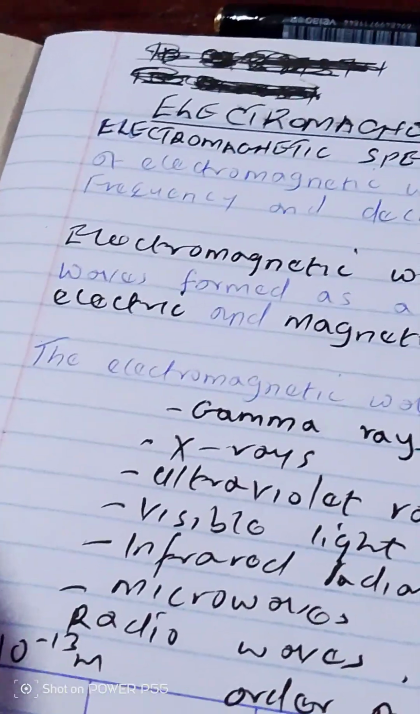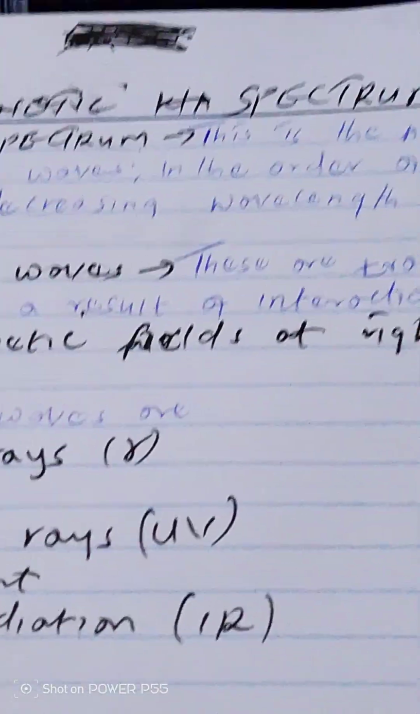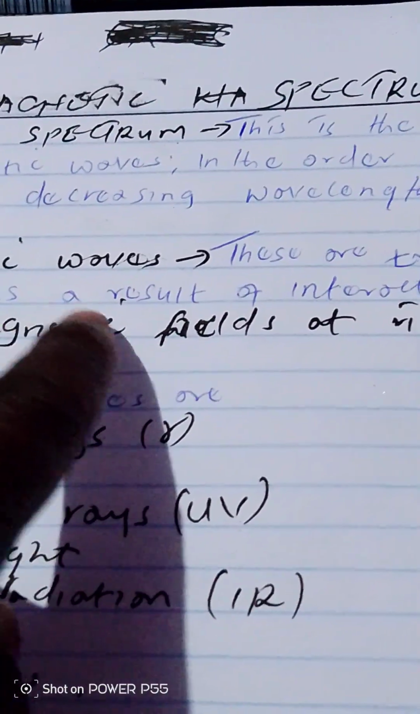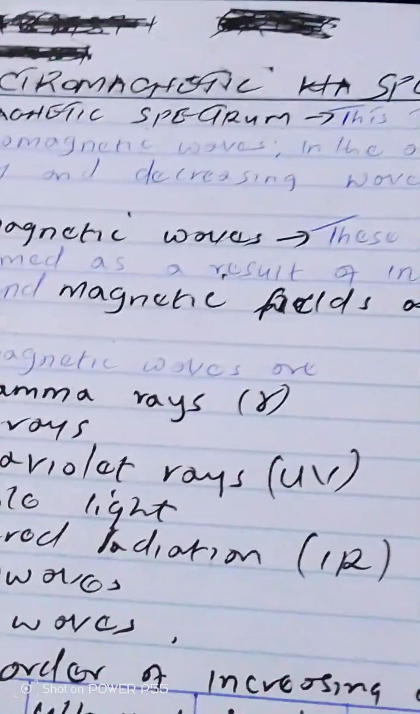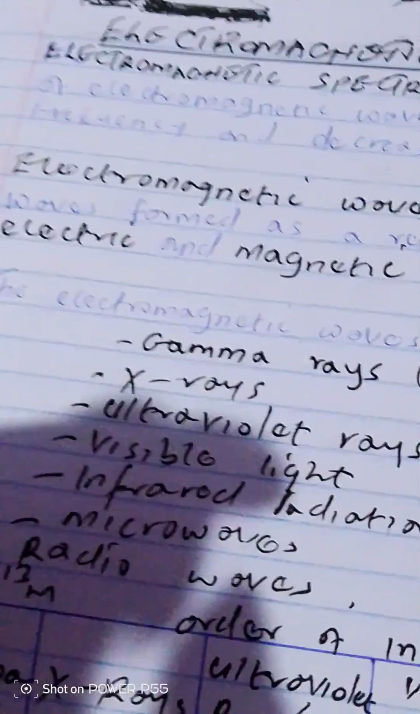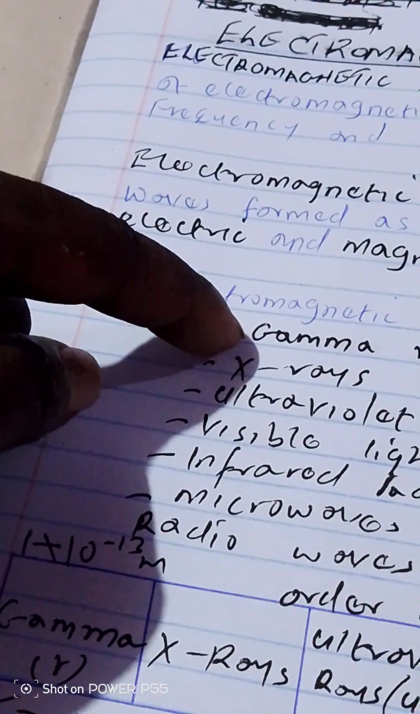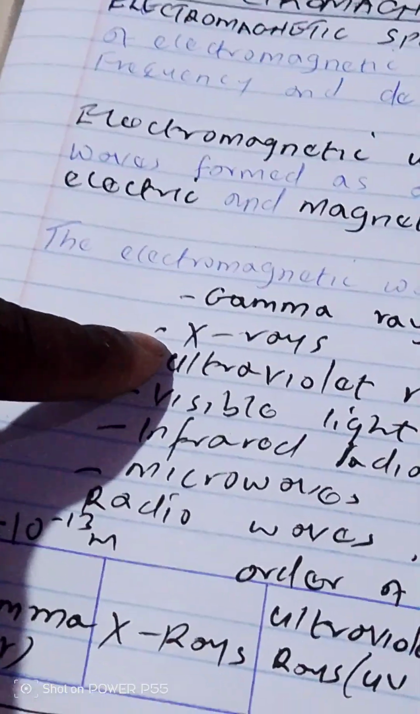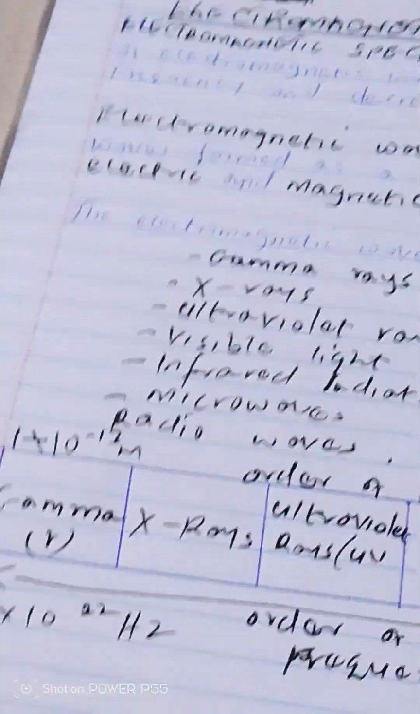Now, what are electromagnetic waves? These are transverse waves formed as a result of the interaction between electric and magnetic fields at right angles, at 90 degrees. Examples of electromagnetic waves: there are 7 electromagnetic waves. We have gamma radiations or gamma rays, X-rays, ultraviolet rays, visible light, infrared radiations, microwaves, and radio waves.